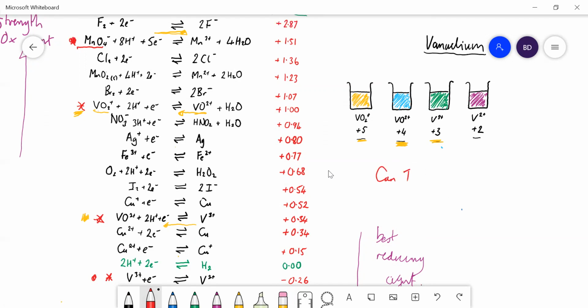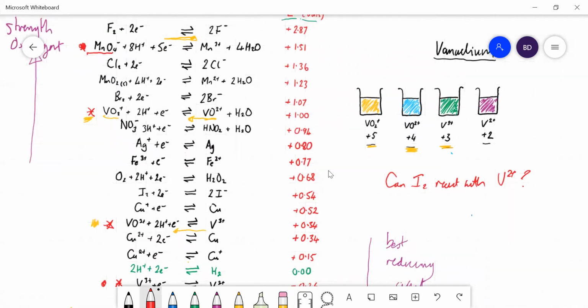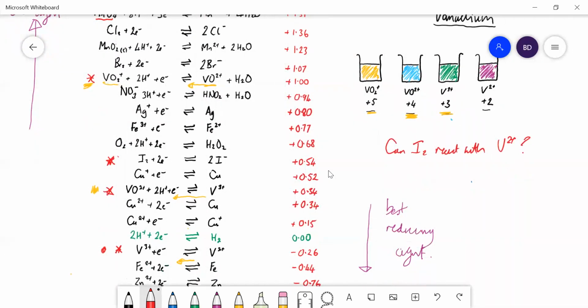Can I2 react with the V2+ ion? What will happen there? Right, so I've got all my vanadiums already highlighted. Okay, where's our iodine equation? Well, it's here. Can you see here? Okay, this one. Now, iodine, can it react with the V2+? Well, you can see it will react with that because it's above it. Iodine can push that one back. Once it will form V3+.